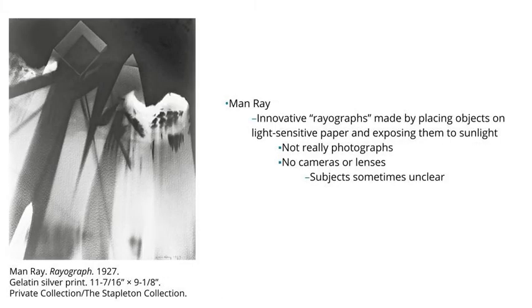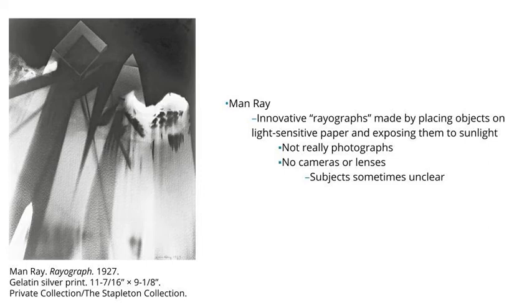Now getting into some sort of experimental photography, Man Ray invented the idea of a rayograph. You can tell a lot of people like to name things after themselves. And that is made by placing objects on light-sensitive paper and exposing them to sunlight. So they're not really photographs. There's no cameras or lenses used here. And because of that, the subjects are sometimes pretty unclear. It's literally recording the shadows that the objects placed on the light-sensitive paper cast onto the paper.